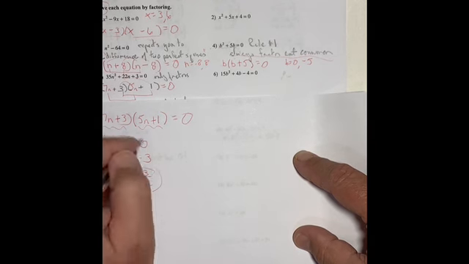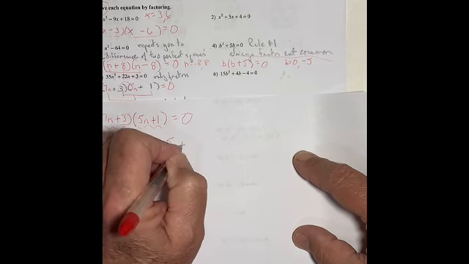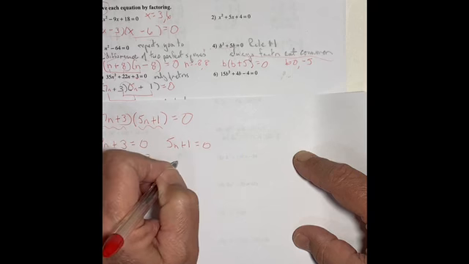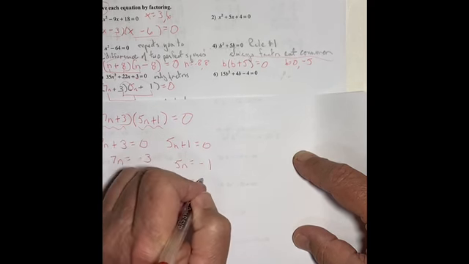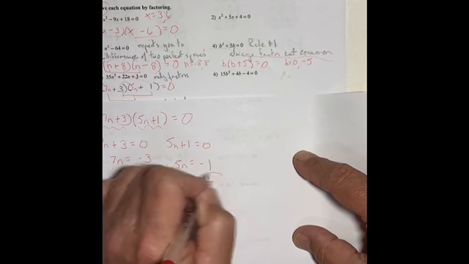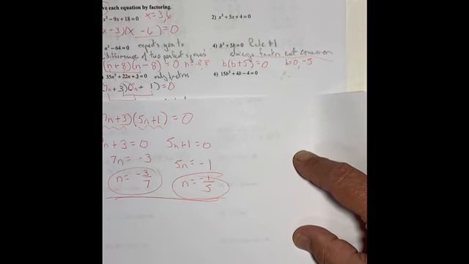That's one of them. The other one, 5n plus 1, is equal to 0. That means 5n would have to be negative 1. That means n would have to be negative 1/5. And there are my two solutions.